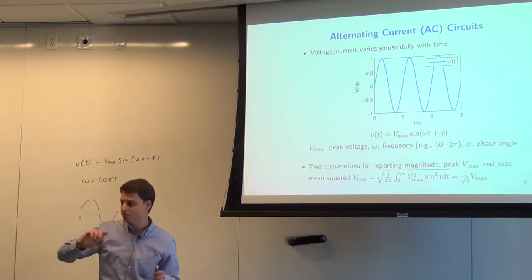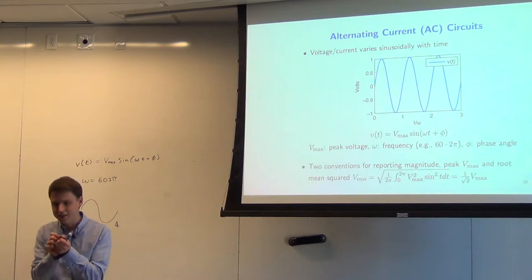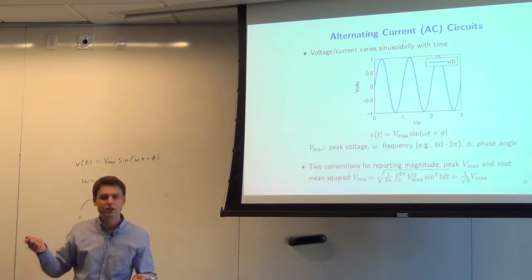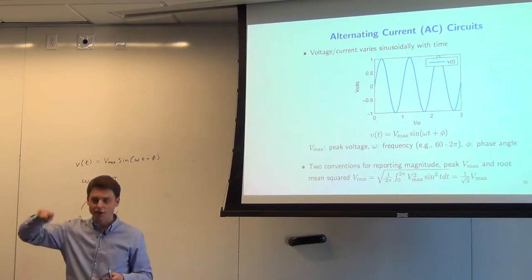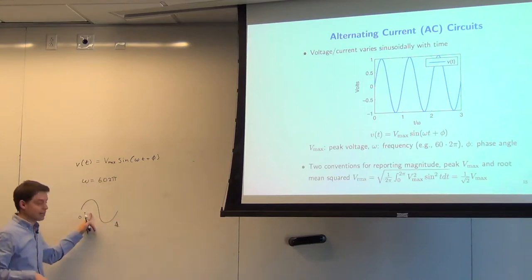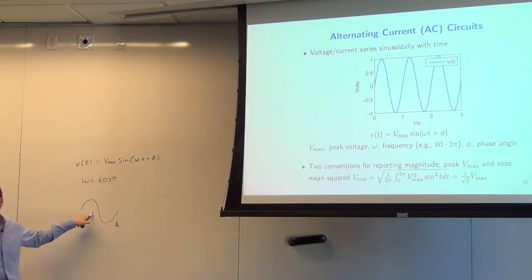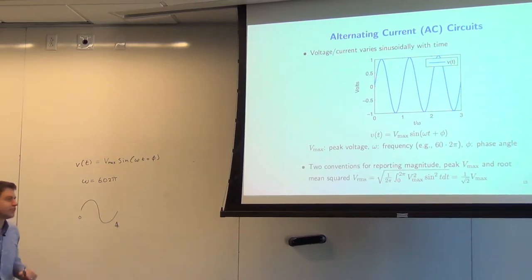So if you put a voltage probe onto an outlet, and an oscilloscope really, what you would actually see is it going up and down 60 times a second like this. In fact, we'll see that later in this course.